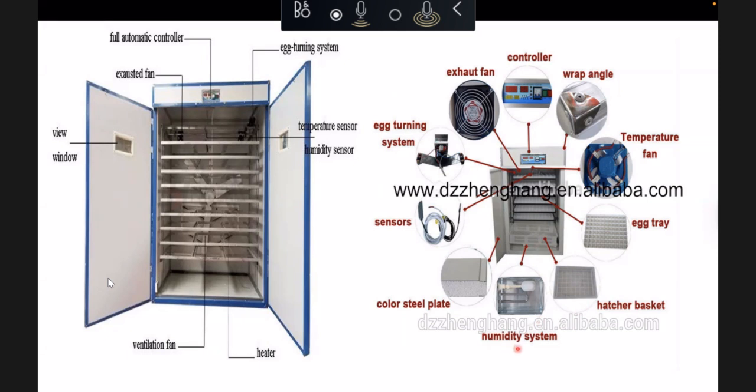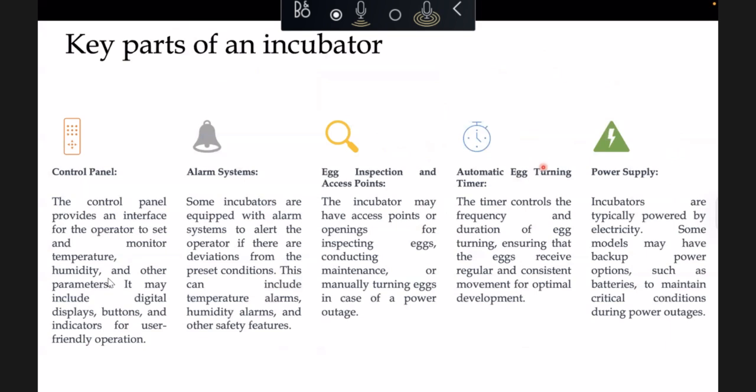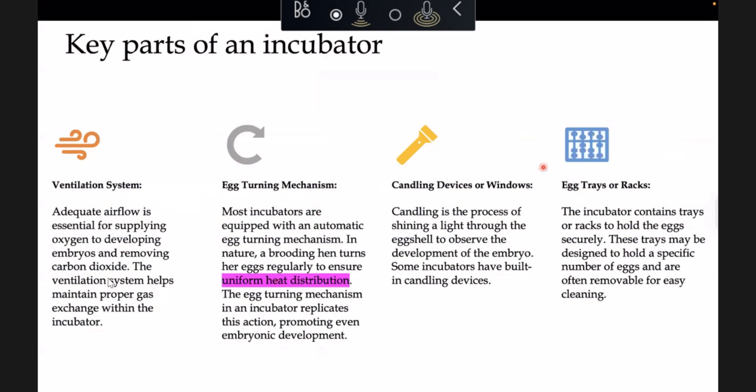We have a humidity system to control the humidity inside, and we have the cabinet structure, steel plate. There are sensors to let us know about the temperature and humidity inside, egg turning facility, etc. Exhaust fan. So these are the facilities also found in the home type incubator. So now we can discuss the key parts of an incubator.